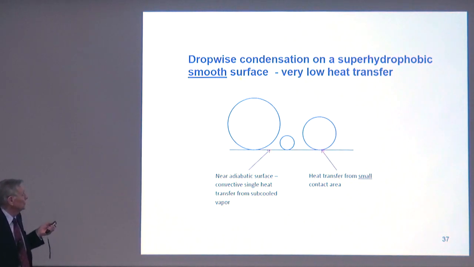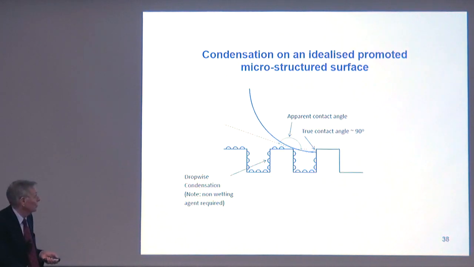Now, if we consider a hypothetical case of a smooth surface with very large contact angle, you only get heat transfer through this small base. Here, the larger area, you've got convective heat transfer between a subcooled vapor and the surface. Very tiny heat transfer here. These surfaces are essentially adiabatic, and the heat transfer is only going through here. So we would expect such a surface to perform badly from the heat transfer point of view.